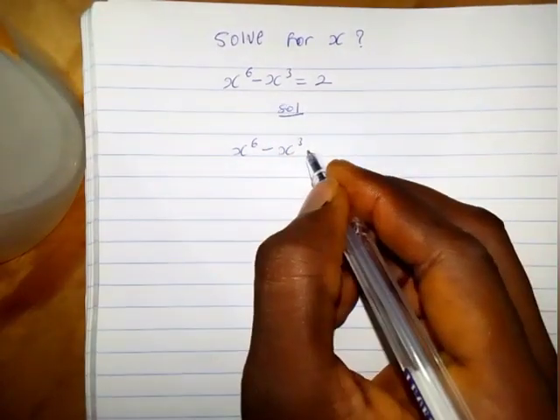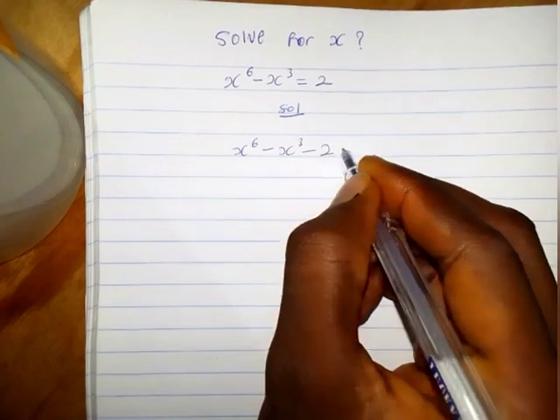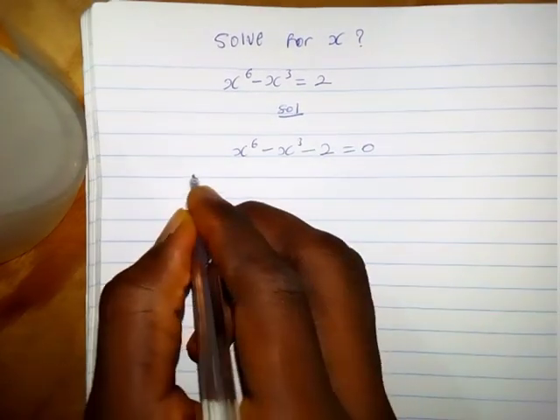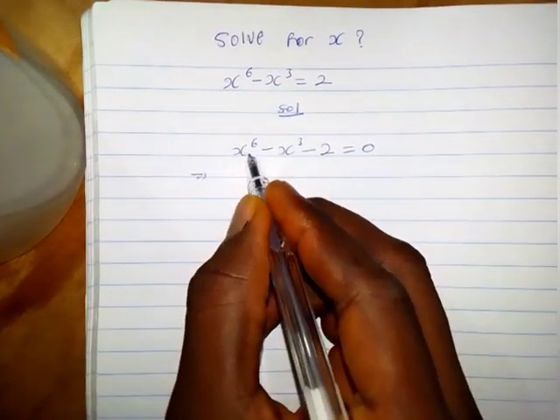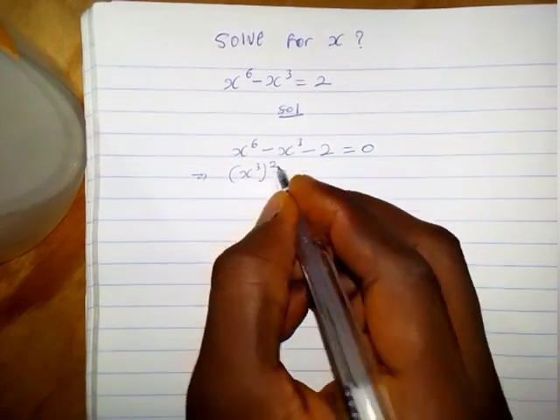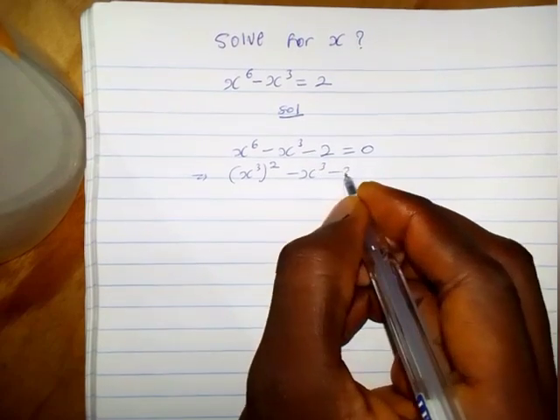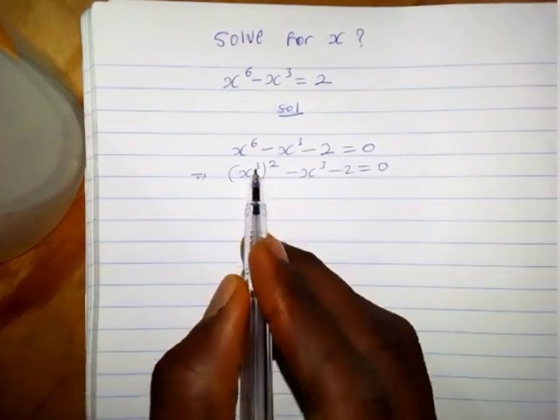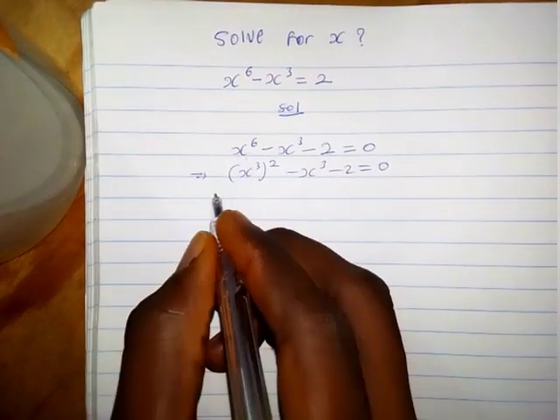When 2 comes to the left side, it becomes negative. So we have minus 2 equals 0. So this implies that we can write x raised to the power 6 as x raised to the power 3 into brackets 2, minus x raised to the power 3, minus 2 equals 0, because 2 times 3 gives 6. So that we are good to go.